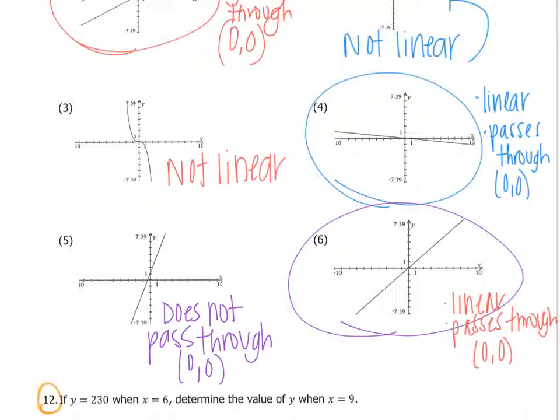Alright, so you can see for number 4, I circled it because it is linear, it's a line, and it passes through (0, 0) right there at the origin. Number 5, I did not circle it because, it's a little hard to see, but you can see that it passes through the point (0, 1), not at the origin. And then number 6, I circled it because it is linear and passes through (0, 0).